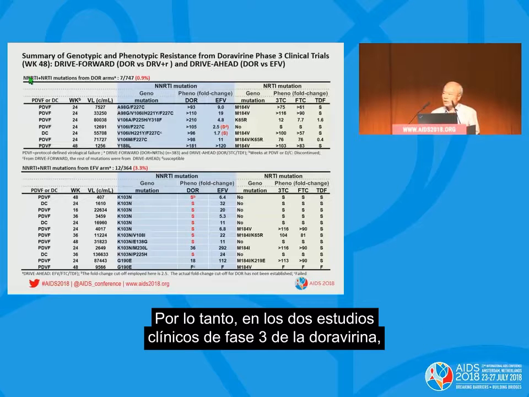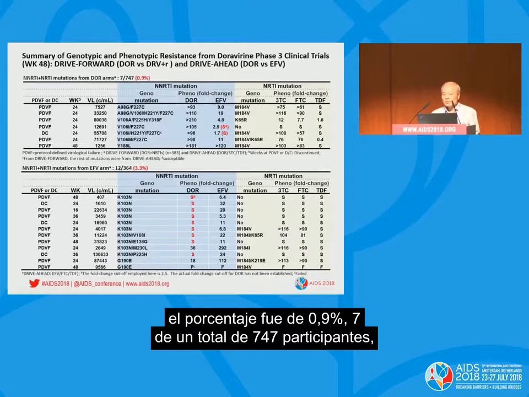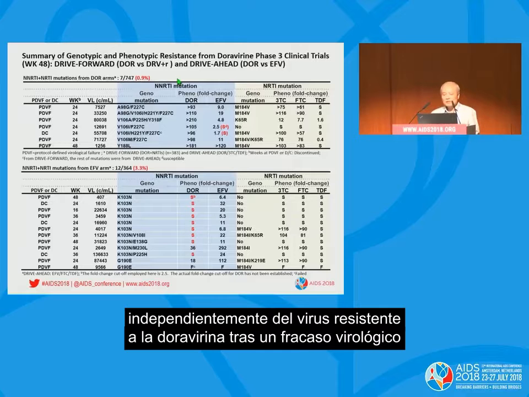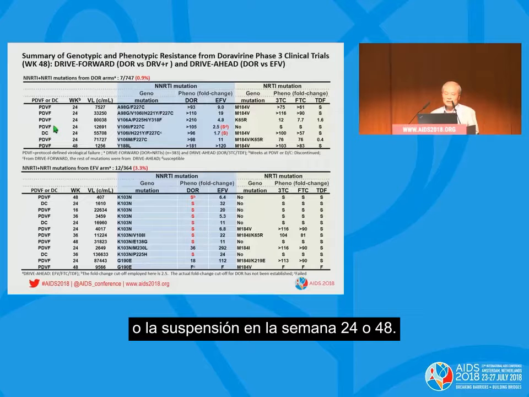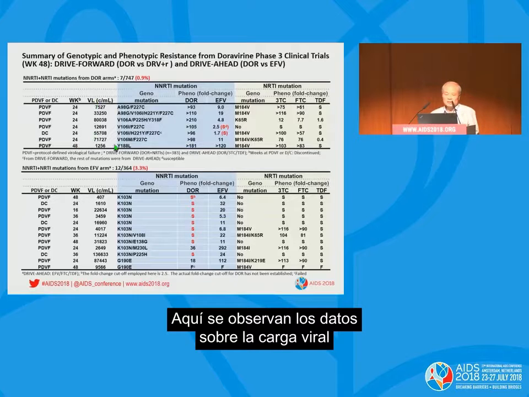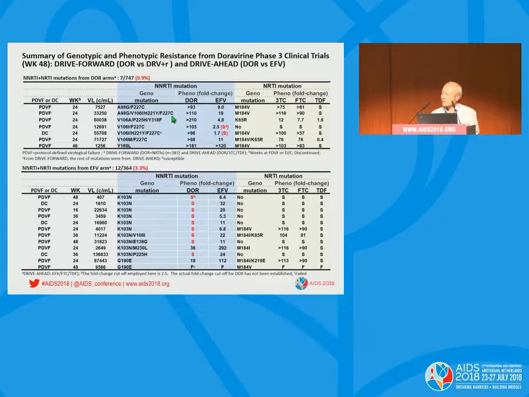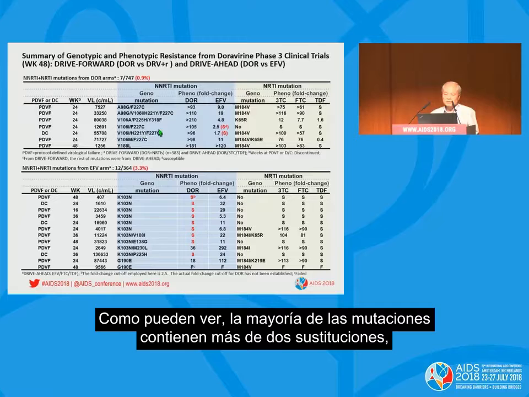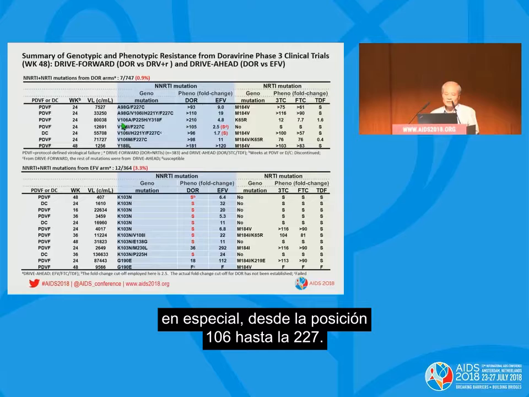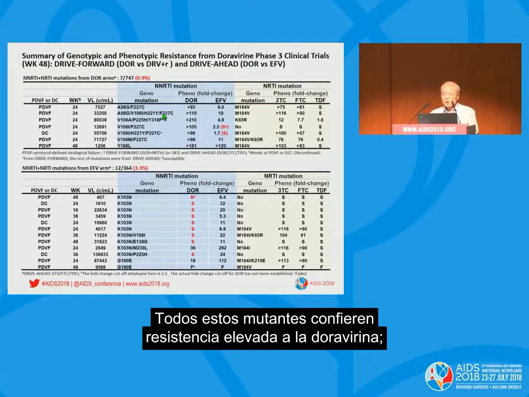From the two doravirine phase 3 clinical trials, 0.9%, 7 out of 747 participants, harbored doravirine-resistant virus upon virologic failure or discontinuation at week 24 or 48. The viral data are shown here, and here are the mutations identified in the 7 participants. As you can see, the majority of the mutants contain more than 2 substitutions, especially at position V106M, F227. All these mutants confer a high level of resistance to doravirine.